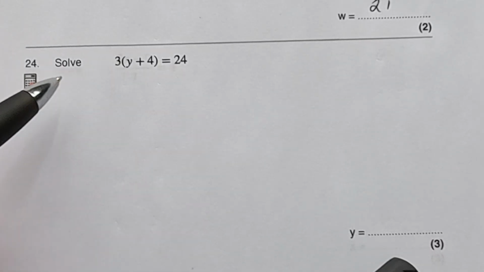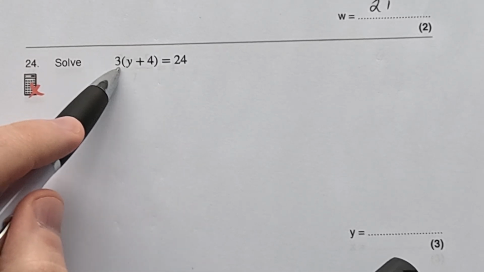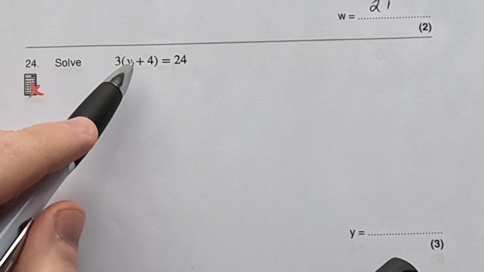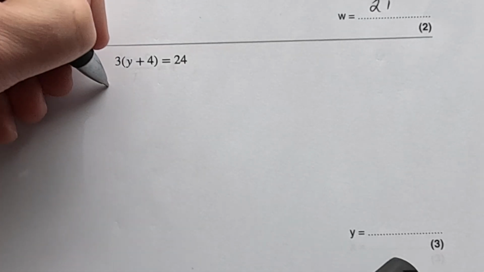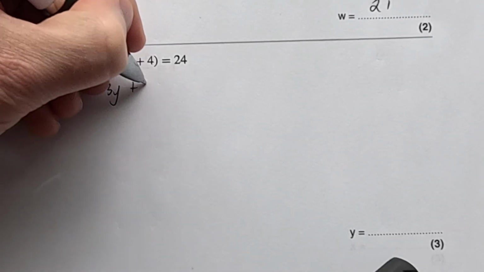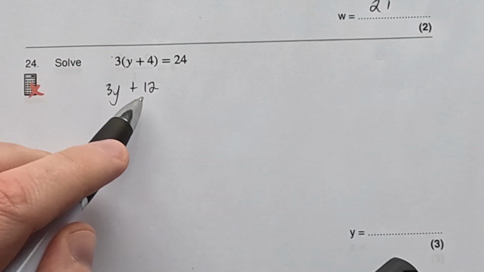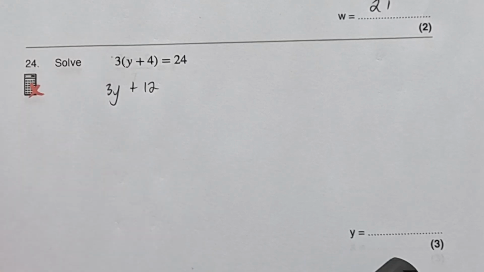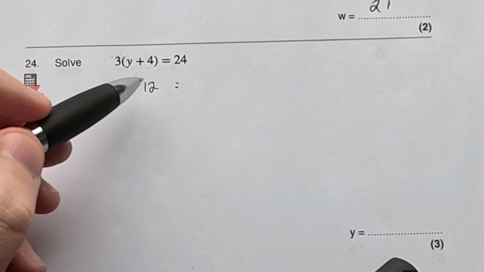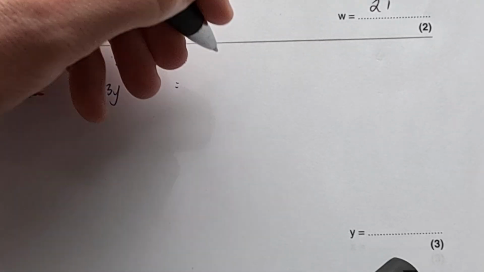I personally, if I was doing a question like this, I'd probably expand the brackets. And if you need to revise that topic, go to Corbettmaths and watch the video on expanding brackets. So here, to expand these brackets, this is 3 lots of y plus 4. So we're going to do 3 times y, which is 3y, and then 3 times 4, which is 12. So if you multiply what's in the bracket by the number outside, you'll get 3y plus 12. And that's still equal to 24.